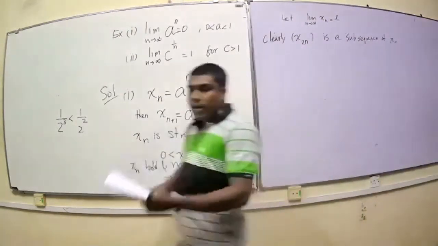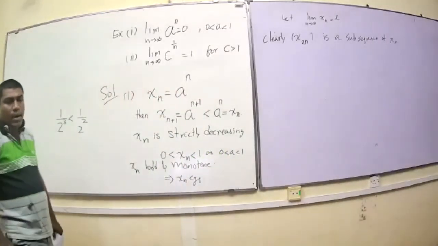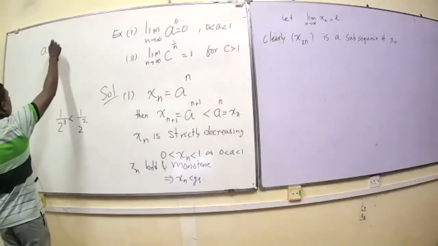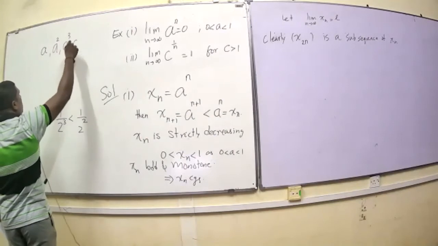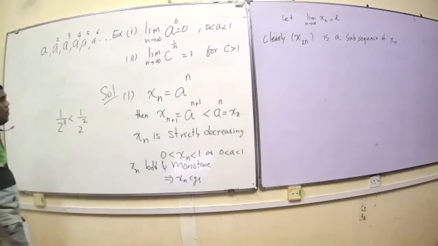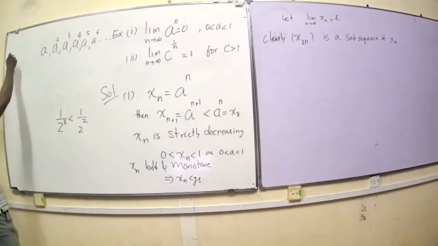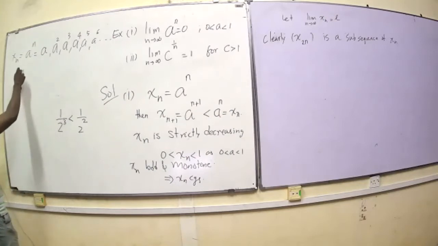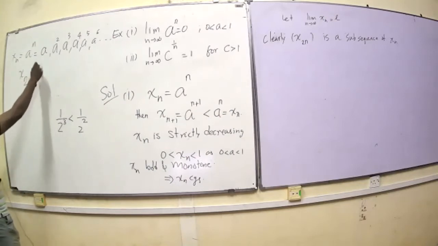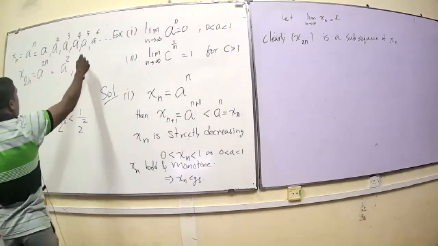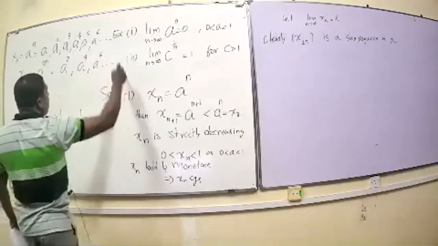So x_{2n} is a subsequence of x_n, because this sequence is a squared, a cubed, a^4, a^5, a^6, and so on. x_n is a to the power n, and if you take x_{2n}, that is a to the power 2n. So that is going to be a squared, a^4, a^6, and so on.